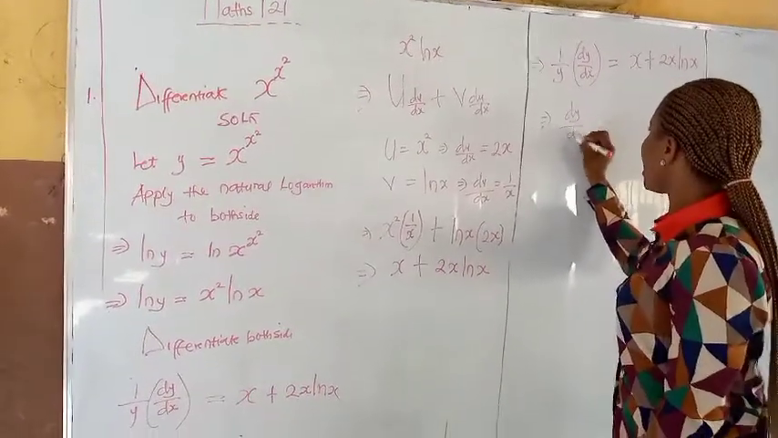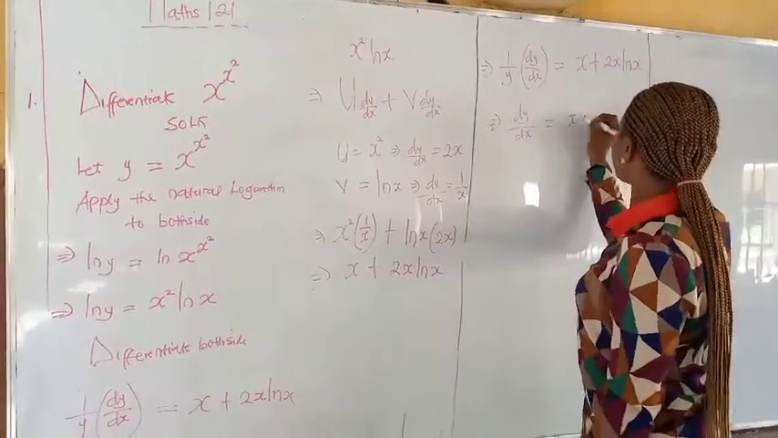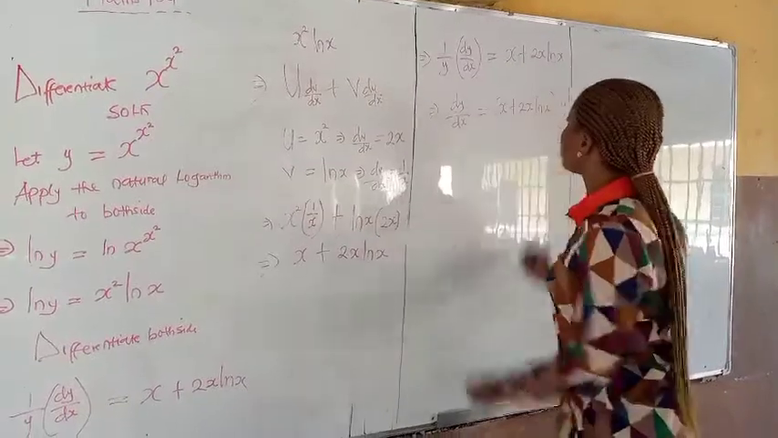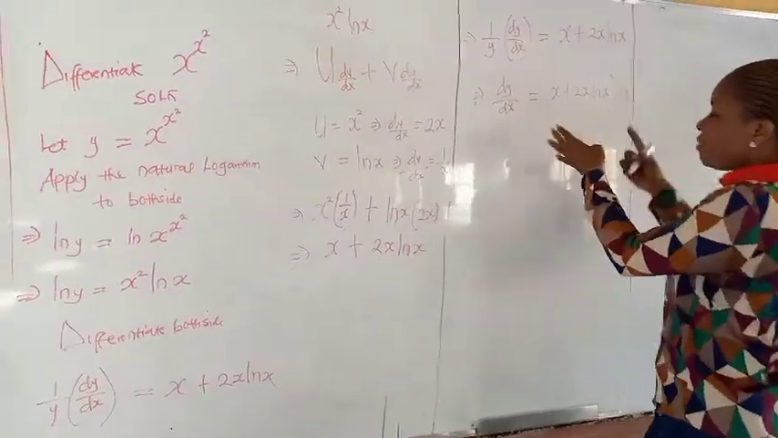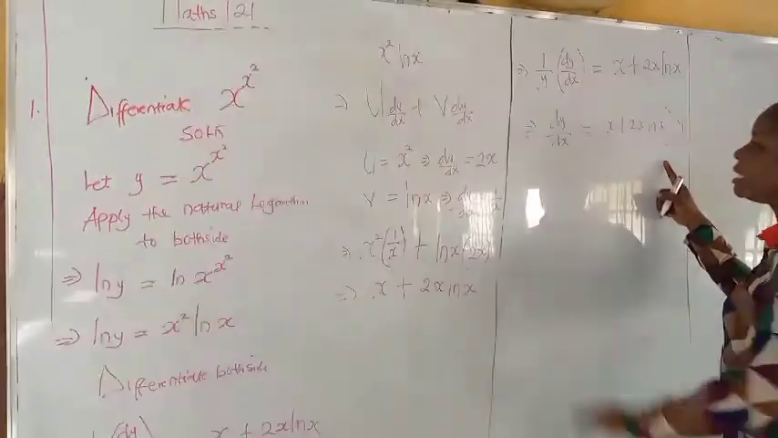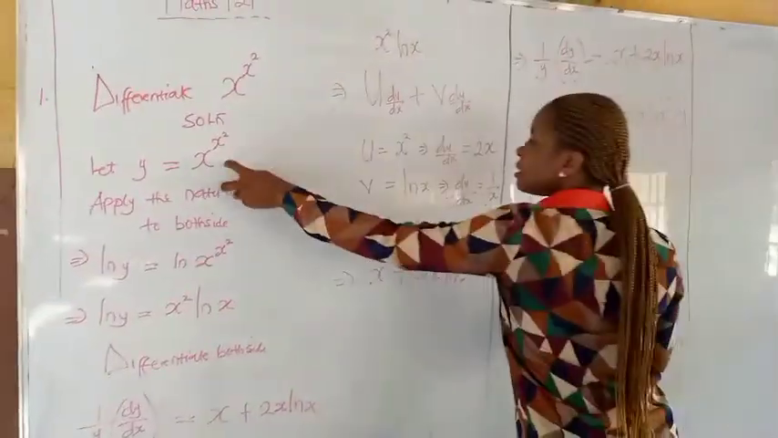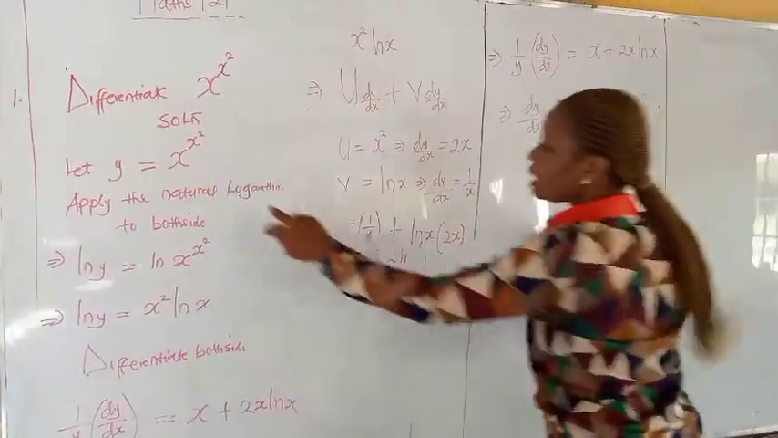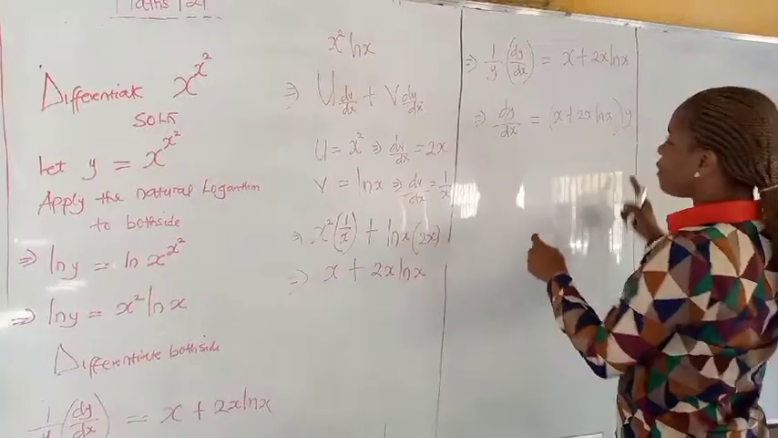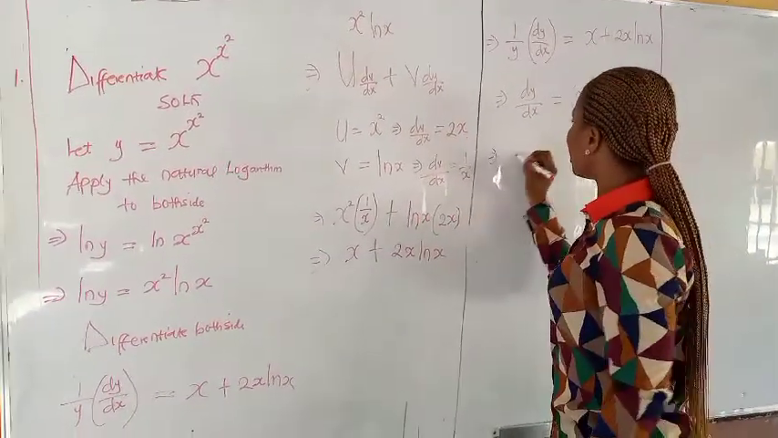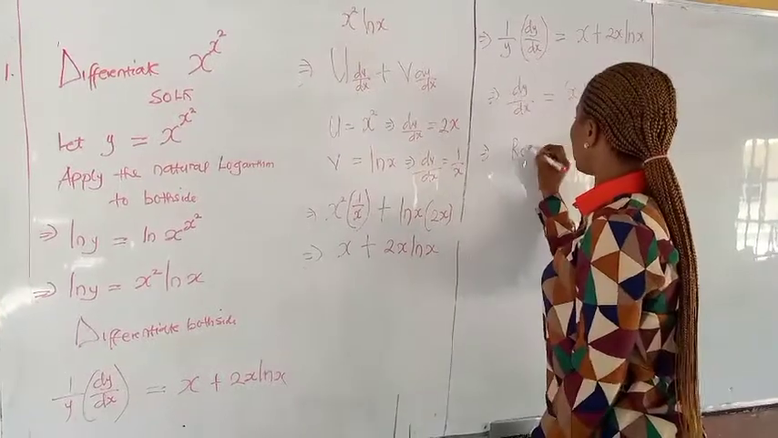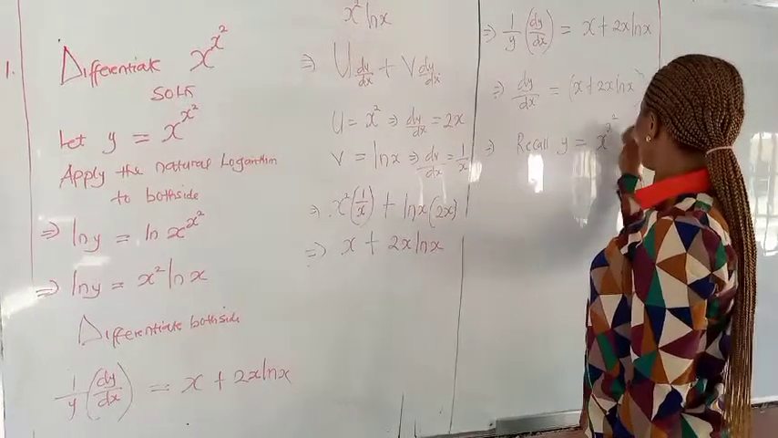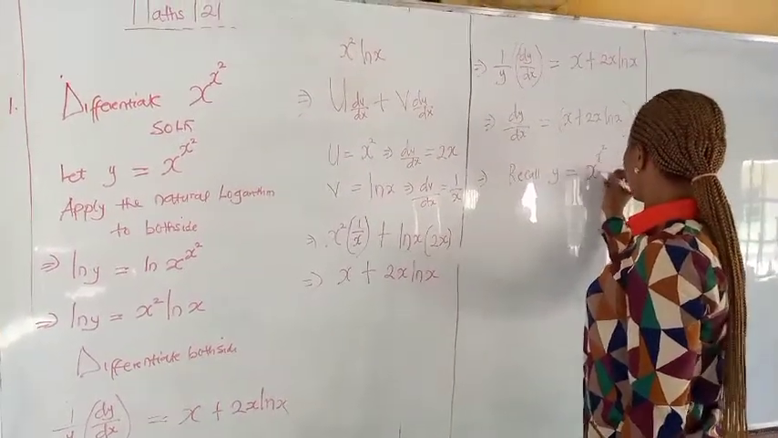So if I multiply both sides by y, this will go, so that I will have what? My dy dx equal to what? x plus what? 2x ln x into what? y. Because we're multiplying both sides by y. This should have been the final answer, but you can recall that you say let your y be this. So we are going to substitute the value of y to have our final answer. So recall that your y is what? x raised to the power of what? x squared. Please, this is my x.